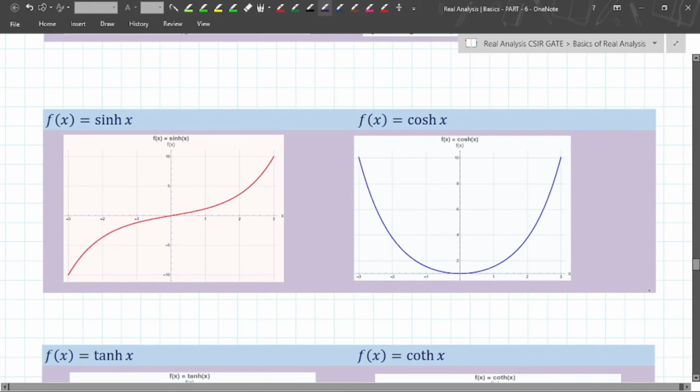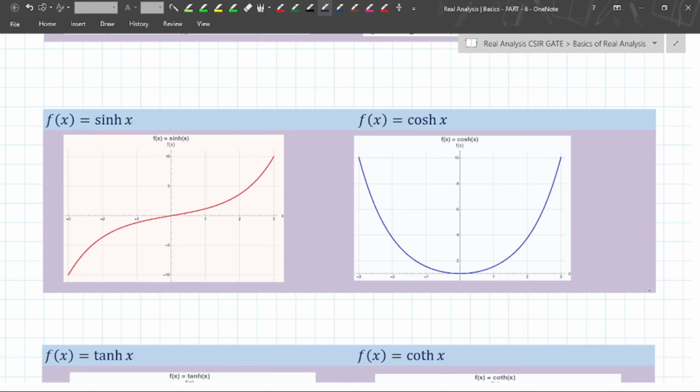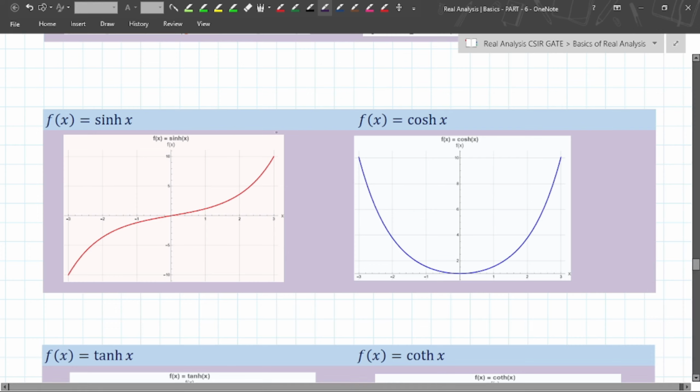Now, sine hyperbolic of x. Sine hyperbolic of x is something related to the exponential. That's the same case here. It means sine hyperbolic is defined as e to the power of x minus e to the power of minus x, divided by 2, and cos hyperbolic of x is e to the power of x plus e to the power of minus x, divided by 2. You can see this is what? e to the power of x, like this.